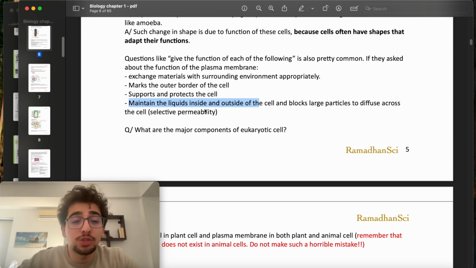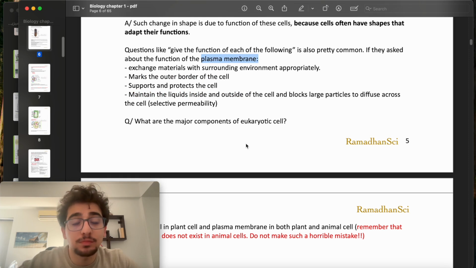Another possible question style you can get from this is give an example for each of the following, and they will tell you a cell component or a cell organelle that marks the outer border of the cell, and the answer will be plasma membrane.